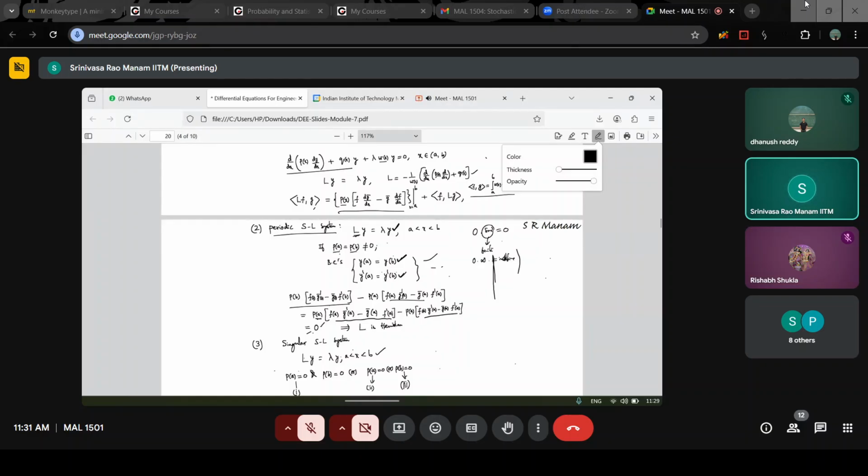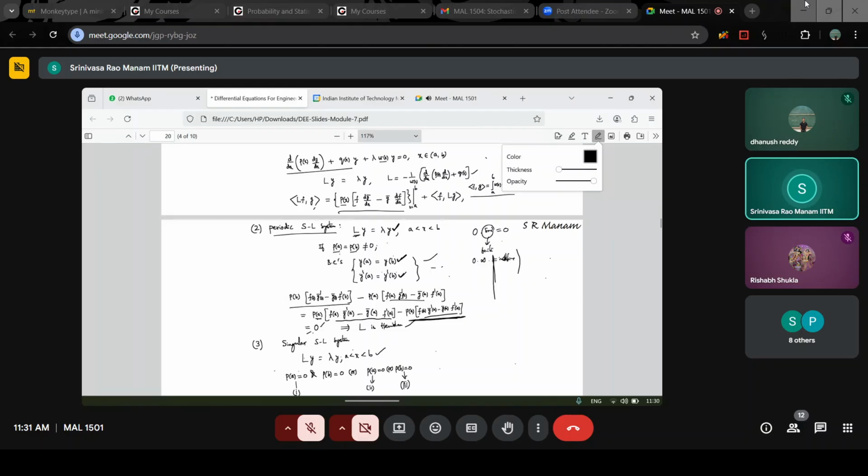How do you see this one? For example, if P of A equals P of B is not equal to 0, with y at A and y at B, I can put the B terms like this. F at B is actually here. I wrote it as F at A because y at A equals y at B, so F at A equals F at B. Wherever B is there, I can replace it with A. So then this minus this, both are the same, that is 0. So that means L is self-adjoint.